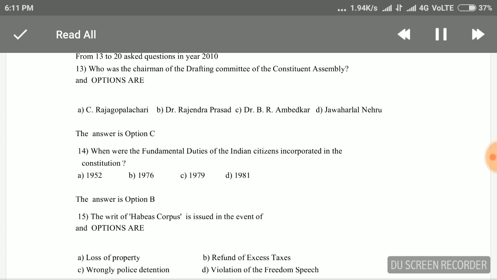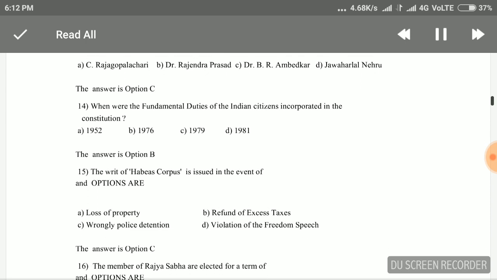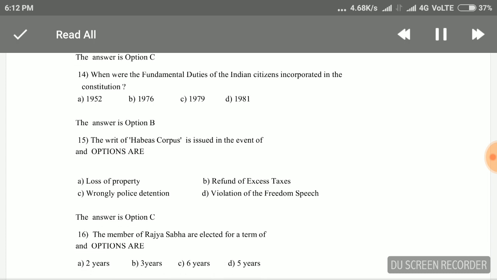15. The writ of habeas corpus is issued in the event of. And options are A. Loss of property, B. Refund of excess taxes, C. Wrongful police detention, D. Violation of freedom of speech. The answer is option C.